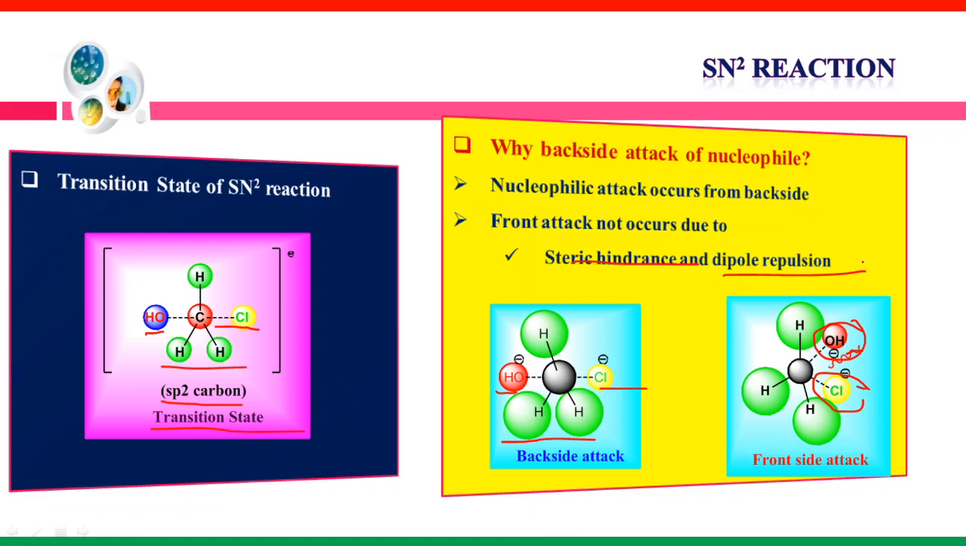The front side attack gives a high energy transition state. The quantum study shows that in SN2 reaction, backside attack gives a less energy transition state and is favorable. The front side attack gives a high energy transition state, which is energetically not favorable.